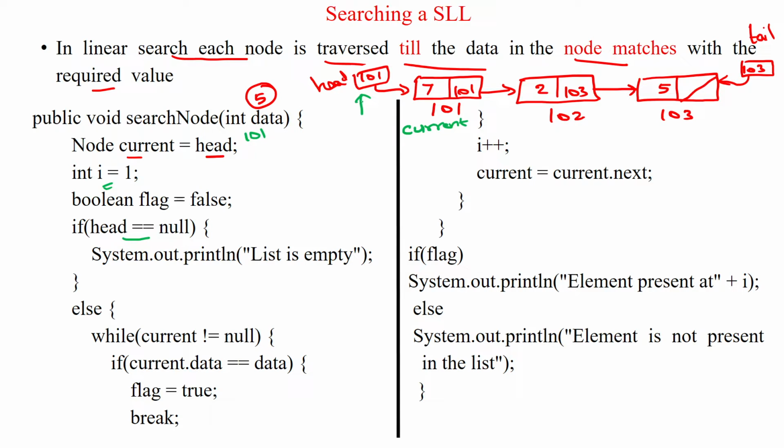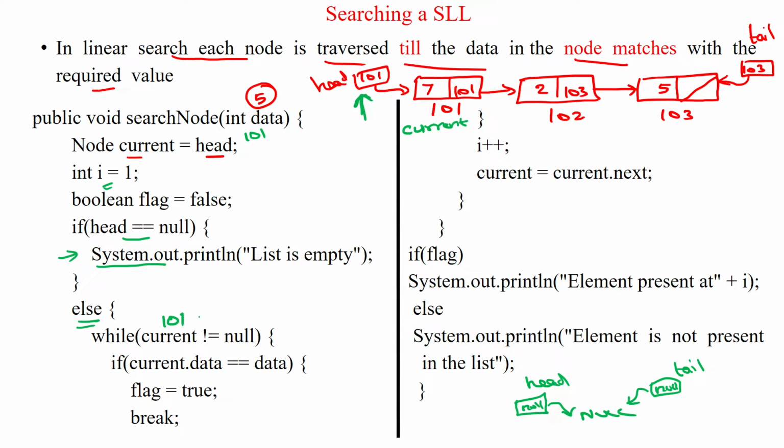Head is not null, so this block will not execute. If head is null, it means there is no node. Head is null means it is pointing to null, so tail is also null, and that means the list is empty. But here head has the value 101, so this block will not execute. Else, while current not equal to null. What is the current value?